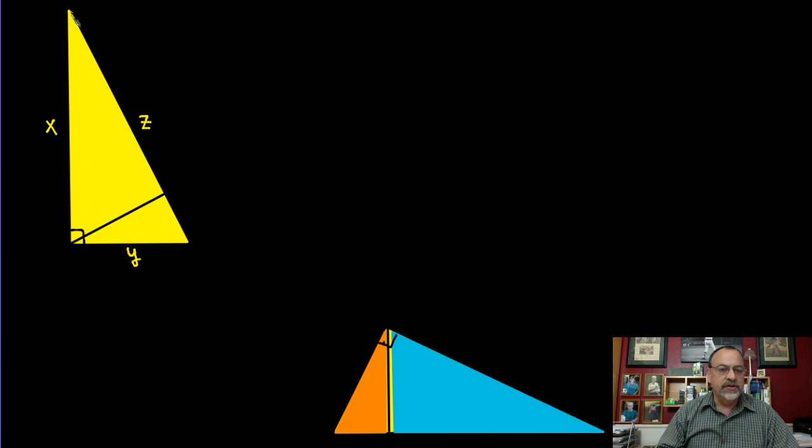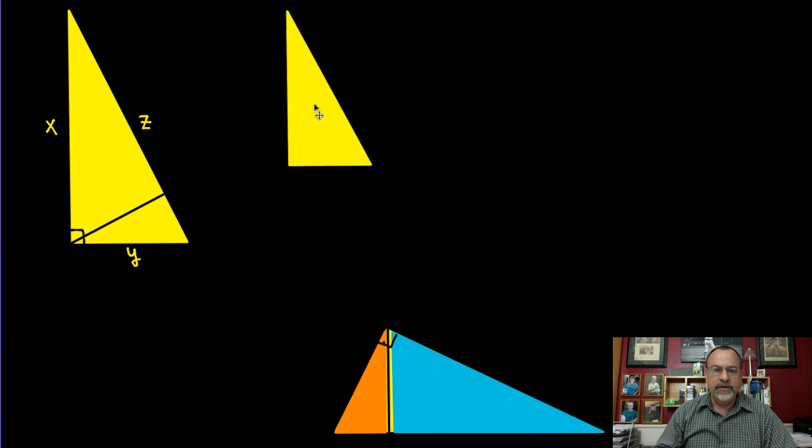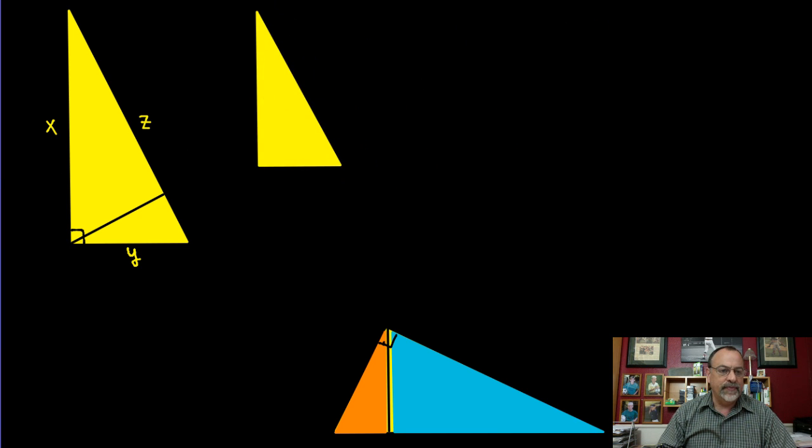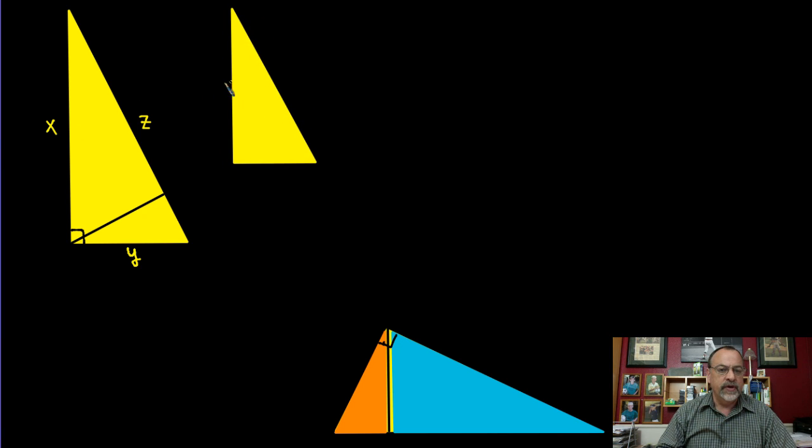Now, I want you to notice that in this right triangle, of the two legs that are not the hypotenuse, Z is the hypotenuse, one leg is much longer than the other. So X is the longer of the two legs, and Y is the shorter of the two legs. I'm going to shrink that down just a little bit, but I am going to label these the same way. So this is X, the longer of the two legs. This is Y, the shorter of the two legs. And now this is Z. Z is that entire length.